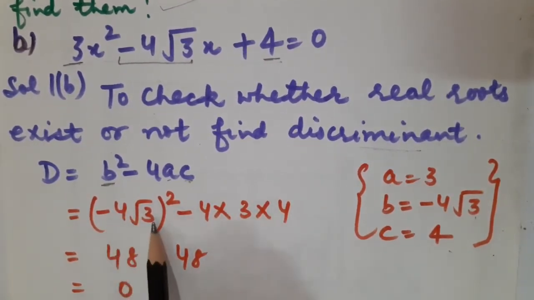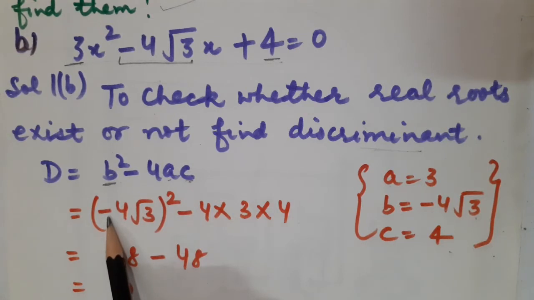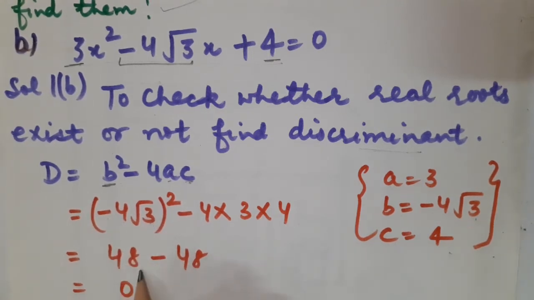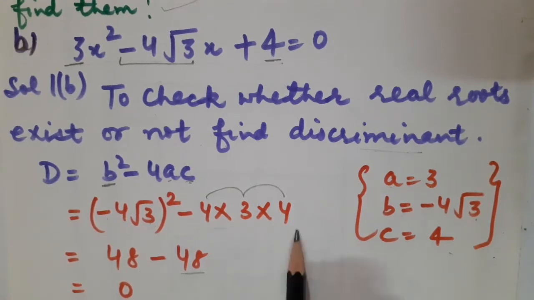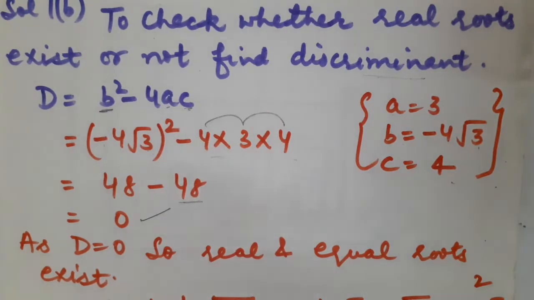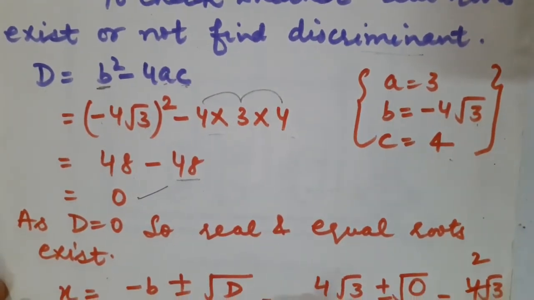It would be minus 4 root 3 whole square minus 4 into 3 into 4. Minus into minus will give you plus. 4 square is 16 and root 3 into root 3 will give you 3. So 16 into 3 will give you 48. Minus, here also again you will get 48 by their product. Correct? So what is d? d is equal to 0. So when d is 0, I have just told you the condition, children. What kind of roots are going to exist? Real roots and of course equal roots also.